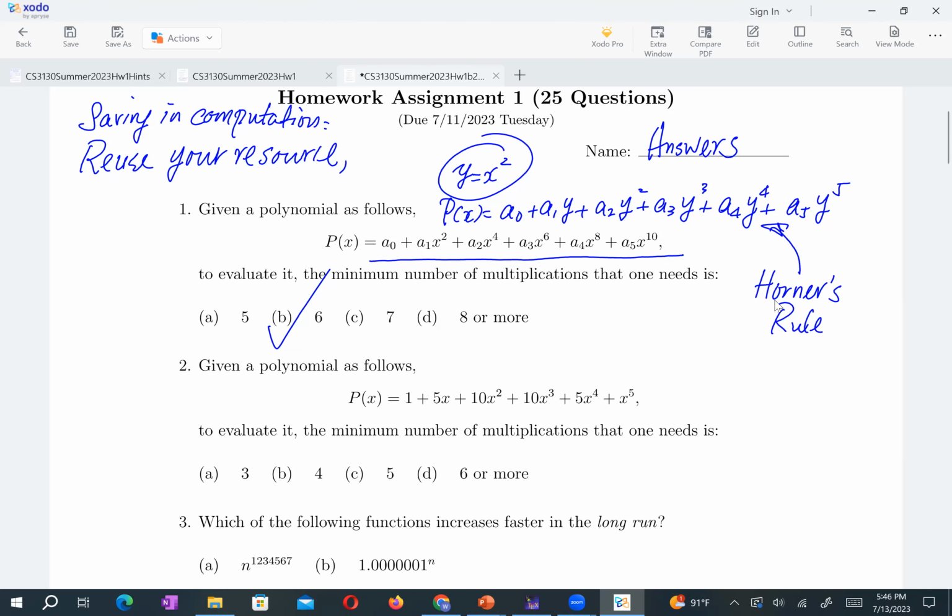That's one way. When you have some resource, your resource is precious. You try to reuse it as much as you can. It's already yours. You already paid for it, so you should reuse it. Here, what's our resource? y equals x squared, because we already spent one multiplication here.